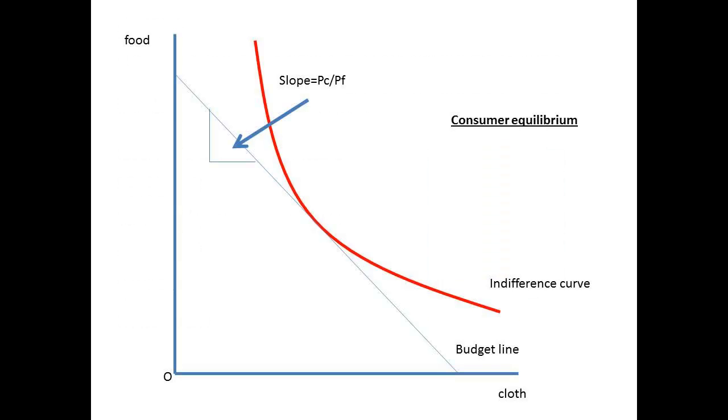The second Pareto condition is that the marginal rate of substitution for every pair of goods should be equal for all individuals. So the point of interest is where the budget line is at a tangent to the indifference curve. At this point, the slope is given by PC divided by PF, where PC is the price of cloth and PF is the price of food.